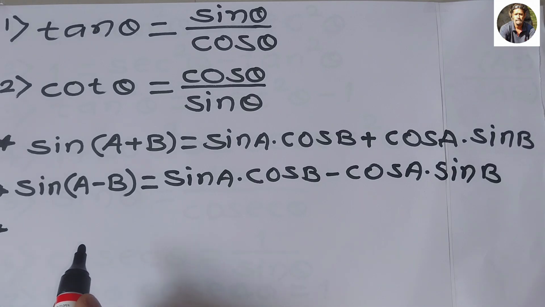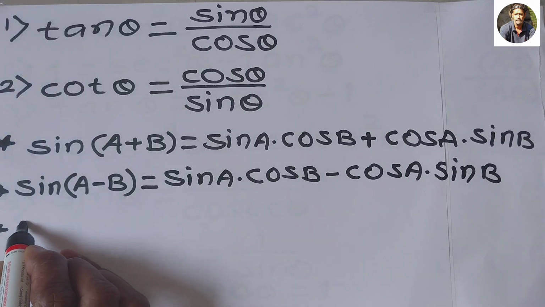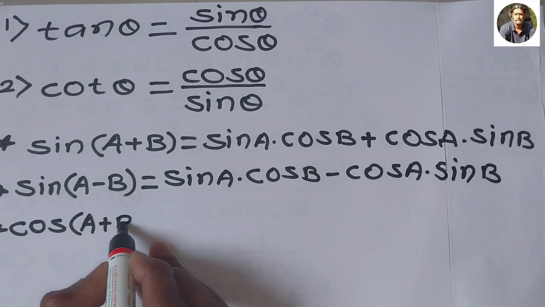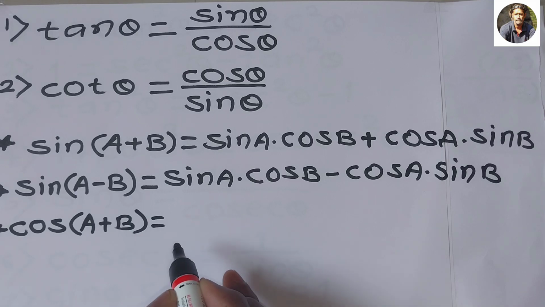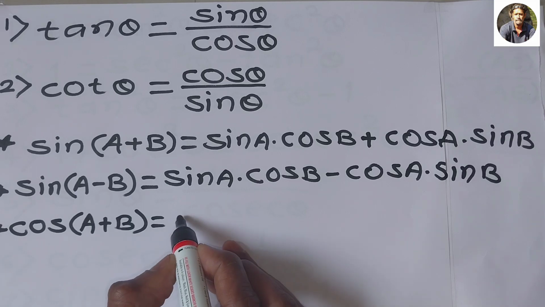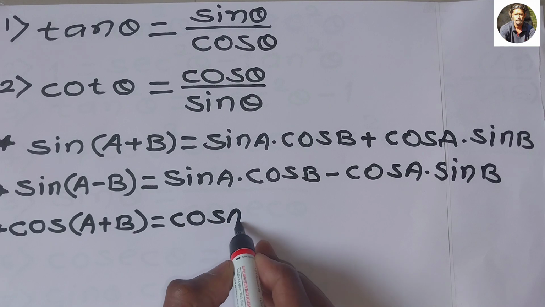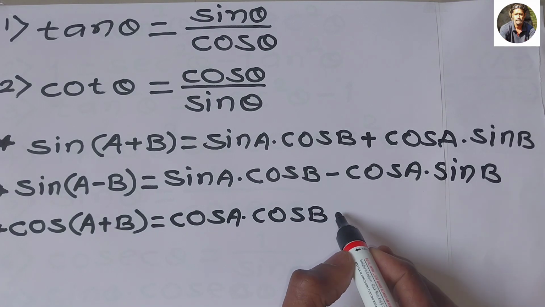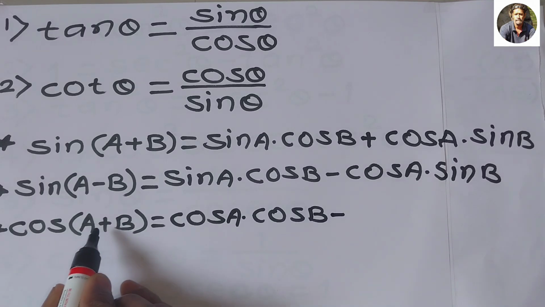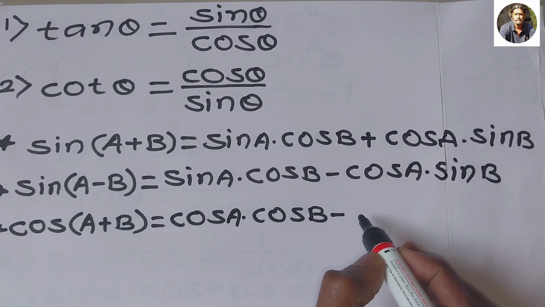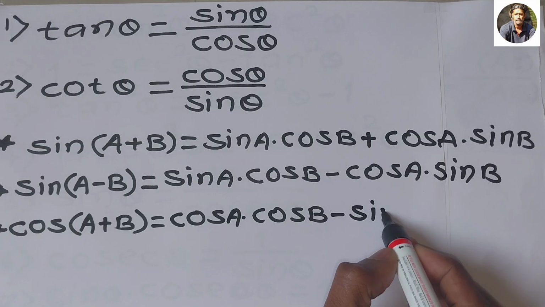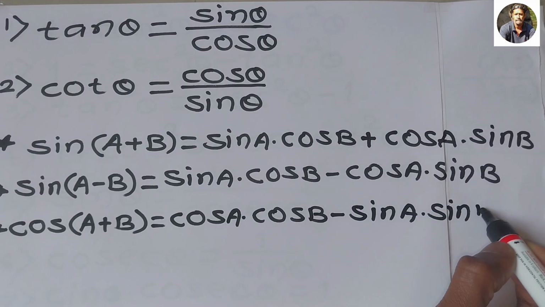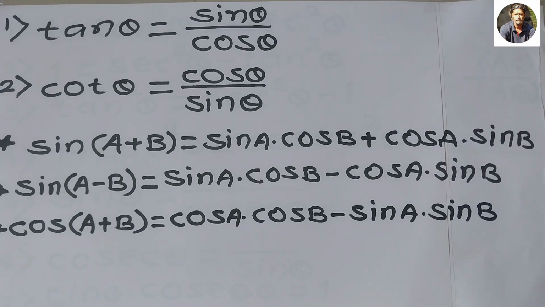Then the third one, that is cos(A plus B). Very, very interesting formula. cos(A plus B) is equal to cos A into cos B. Look here, when there is plus we write minus, then sin A into sin B. Okay, this is the third one.